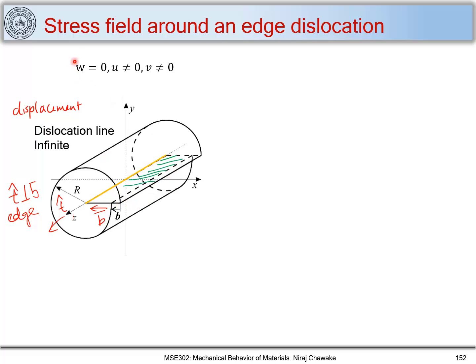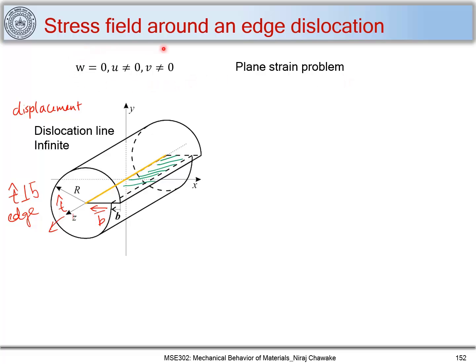And let's mark the displacements here. So we have W equal to 0, which is the displacement along the z-axis, and U and V are non-zero. That is, displacement along the x-axis and displacement along the y-axis are non-zero. This represents a condition of plane strain, so this is a kind of plane strain problem.